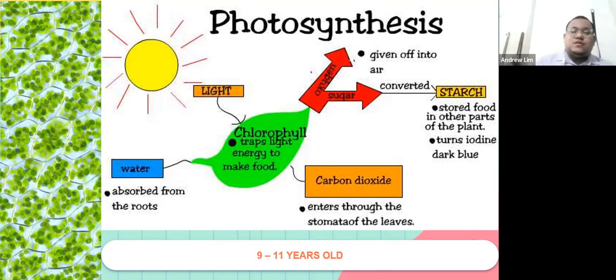And this starch turns iodine dark blue in a chemical reaction. So if you are 9 years old to 11 years old, this is what you should know. Do note that it's different from 8 years old and below, because there are extra things like starch, and extra things like trapped light energy, and so on and so forth. So do take note of these slides. All right. Next.